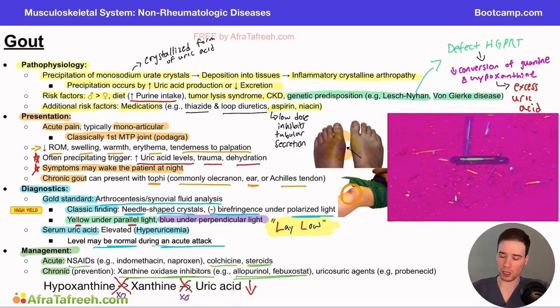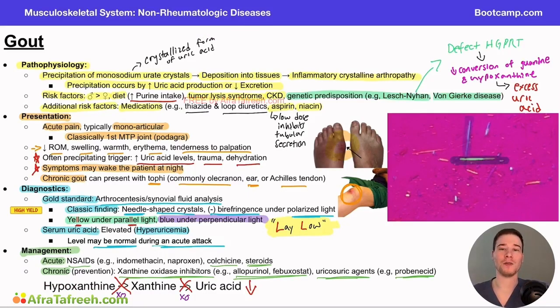We can also use something called a uricosuric agent, such as probenecid, which acts to inhibit the reabsorption of uric acid in the proximal convoluted tubule. Again, if we decrease the reabsorption in the body, that's going to help us get rid of more uric acid and decrease the total serum levels, decreasing the chance of gout occurring.